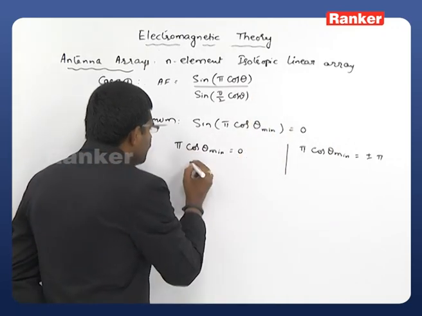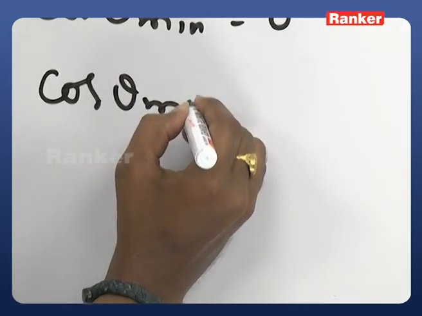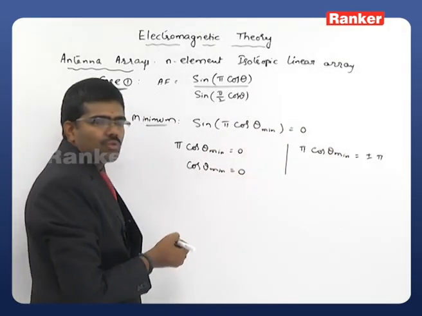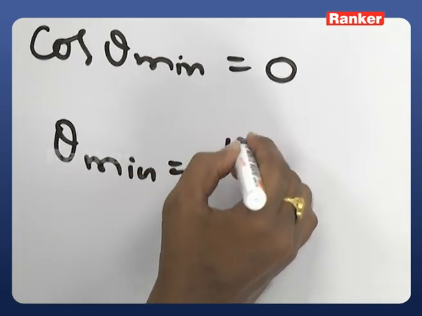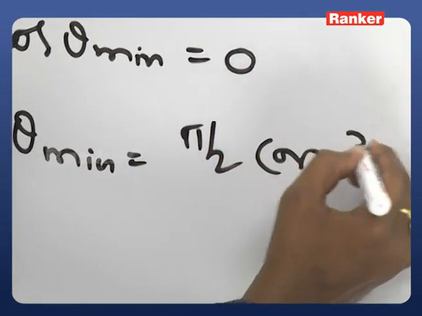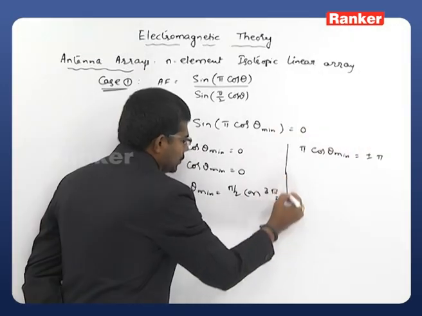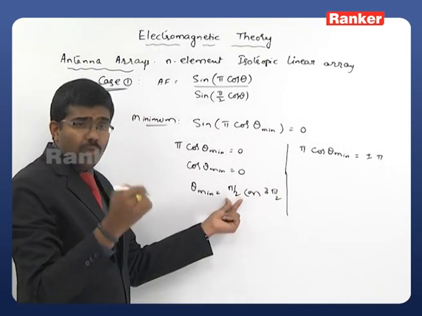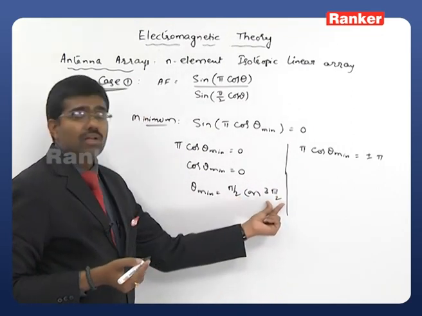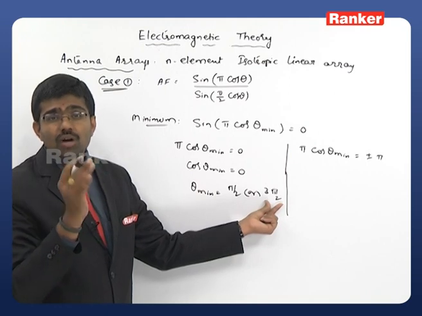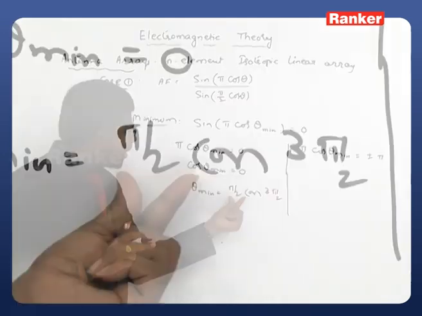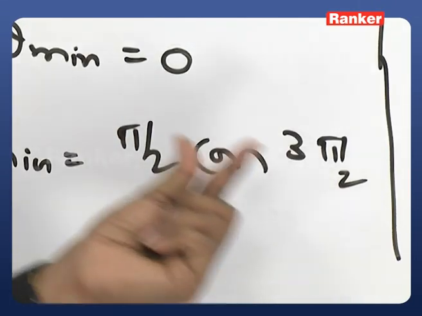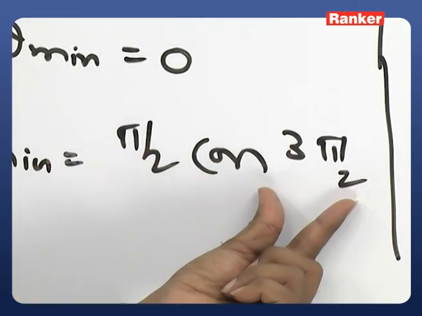Now from this one, cos theta min is equal to 0. Cos theta min is equal to 0 means, what is theta minimum? Theta minimum is equal to pi by 2 or 3 pi by 2. So in the direction of pi by 2, you may get minimum. In the direction of 3 pi by 2 also, you may get minimum. But this is in conflict with the previous one. The maximum direction is also the same, pi by 2 or 3 pi by 2, right? The minimum direction is also the same, pi by 2 or 3 pi by 2.